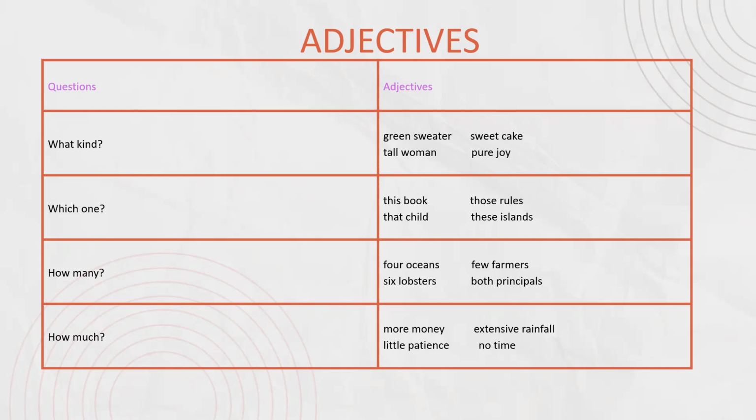Okay, adjectives. In order for you to identify adjectives in sentences, you can also ask the question, which one? And to answer this question, we use pronouns such as this book, that child, those rules, these islands. What's the difference between this and that? Do you know the difference how to use the words this and that in a sentence?